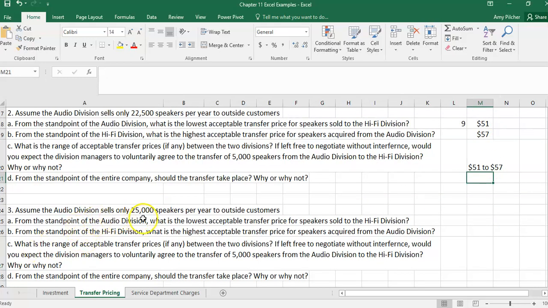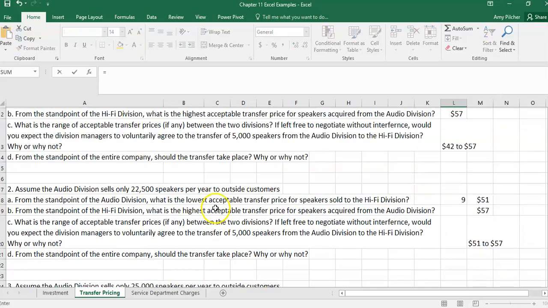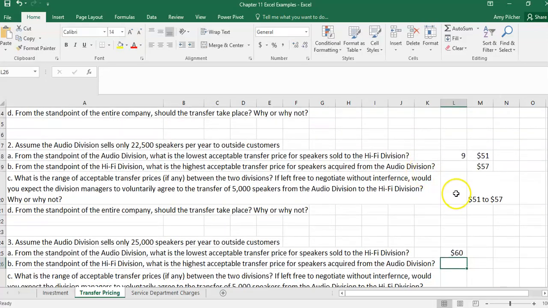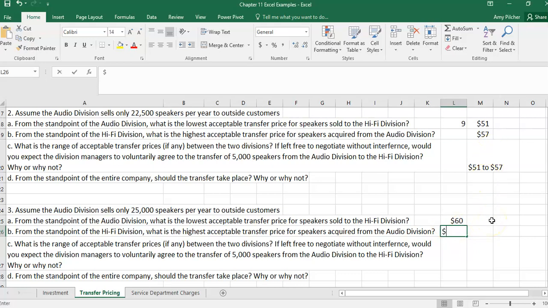In our third scenario, we sell 25,000 speakers per year to outside customers. So our demand is at full capacity. We do not have any extra capacity to take on orders for other divisions. When we have full market capacity, the lowest acceptable transfer price for us is market price. So the lowest price we would take is $60. The Hi-Fi division is still only going to pay $57. So now we do not have an acceptable range which to make transfer prices.